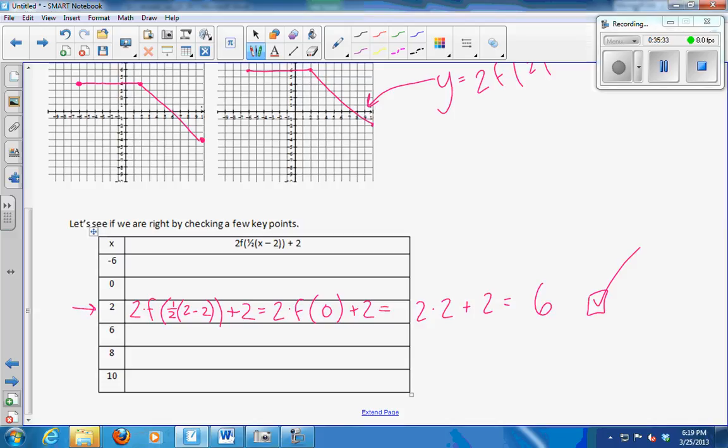All right, so on the next page of your packet, you have a transformation of graphs activity. This is activity 2. I want you to work on that until we'll say about 6:30, 6:35, and then we'll go into some review.